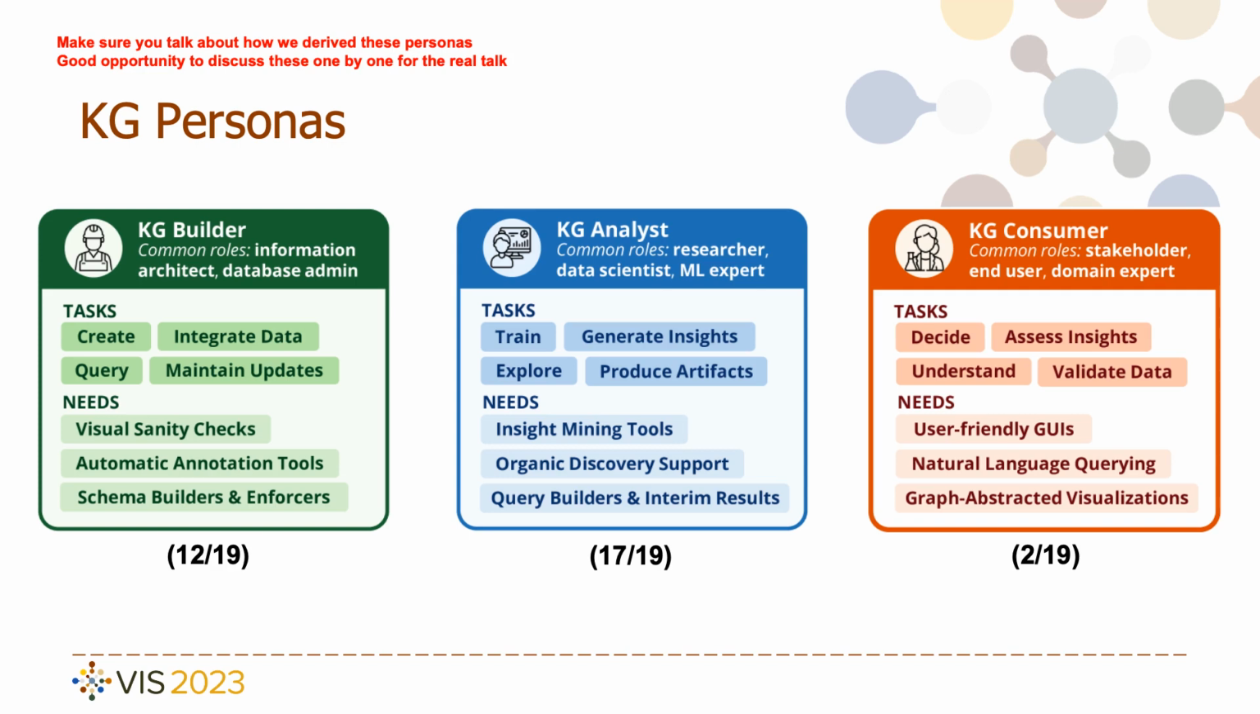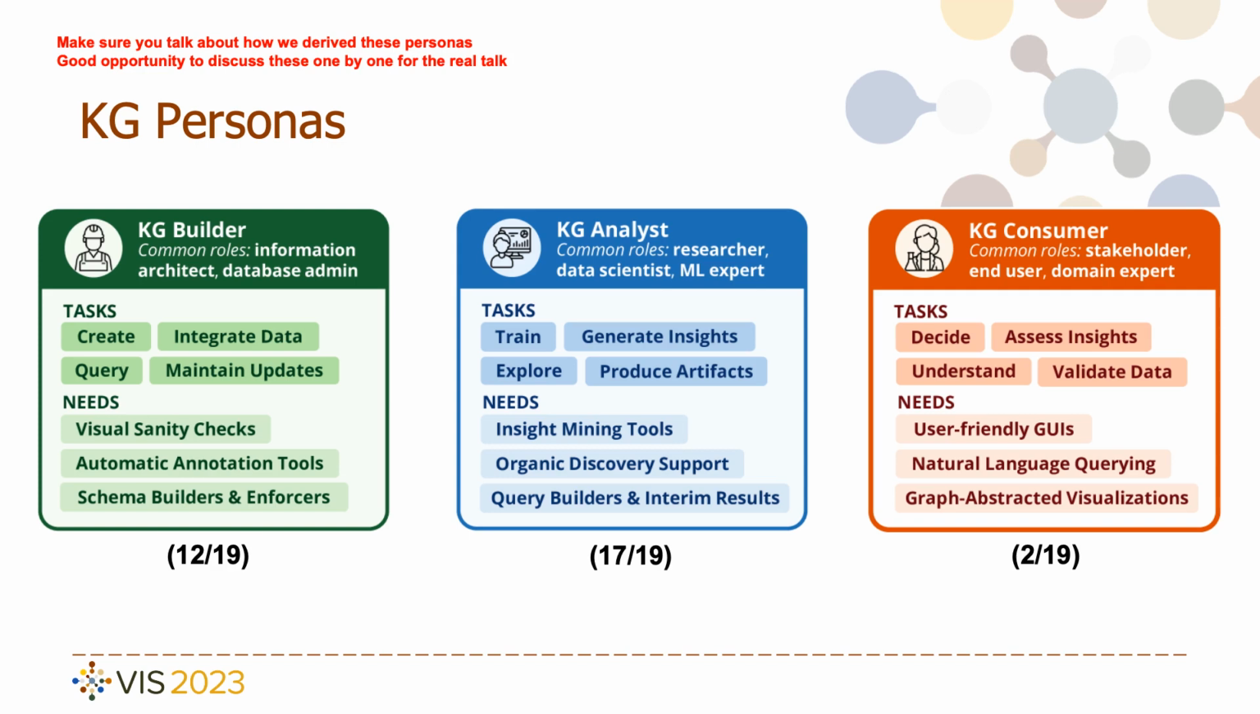In our analysis, we found 3 primary personas among our participants. First are KG builders, who create the KG from the source data. They select their KG representation method or database, parse the input data, and ultimately build the KG. 12 of our participants fall into this persona. The second is the KG analyst, who queries the KG to train models, discover new insights, or create actionable reports. 17 of our participants would be considered analysts.